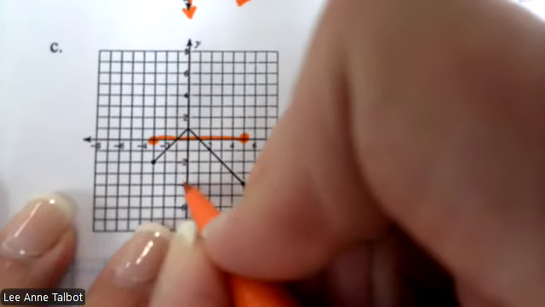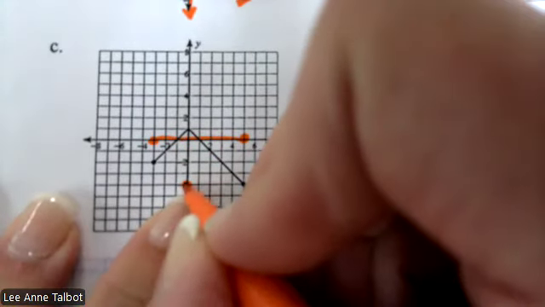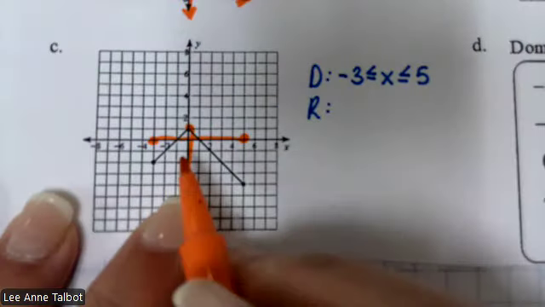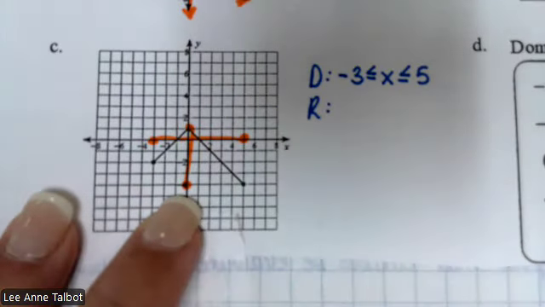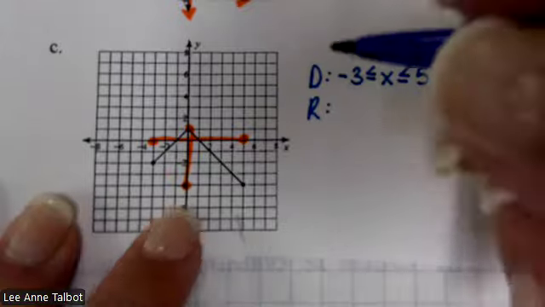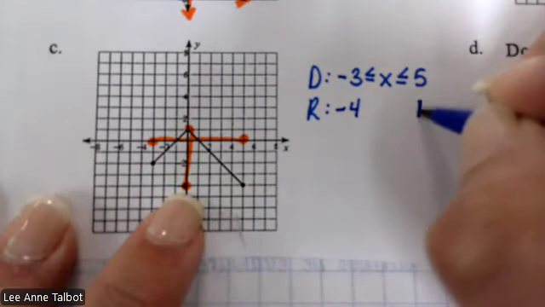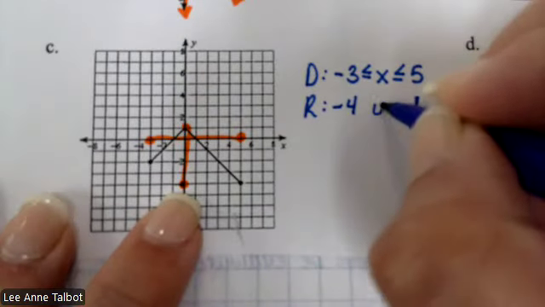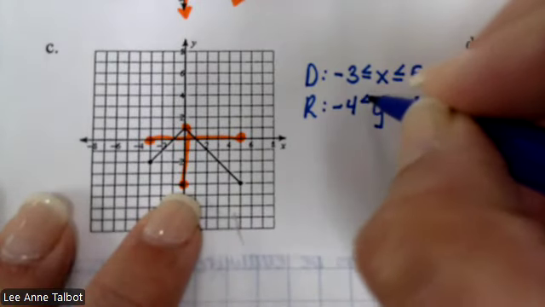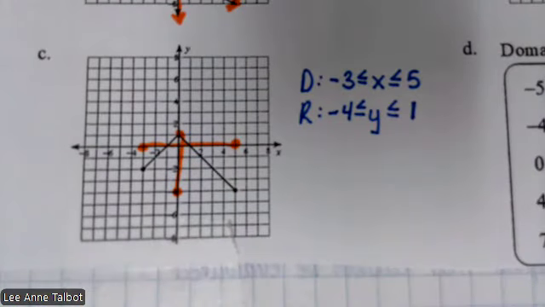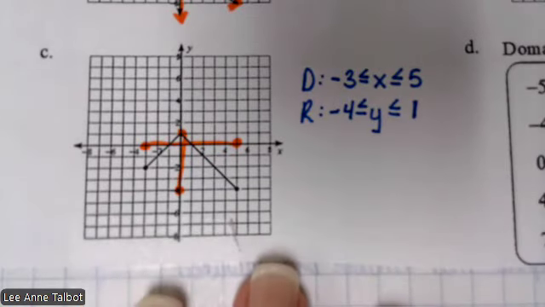Okay, C. The bottom of the graph is down here, and then the top is here. So very bottom to very top. The very bottom is -4. The very top is 1. Why? Because it's range, less than or equal to, less than or equal to.